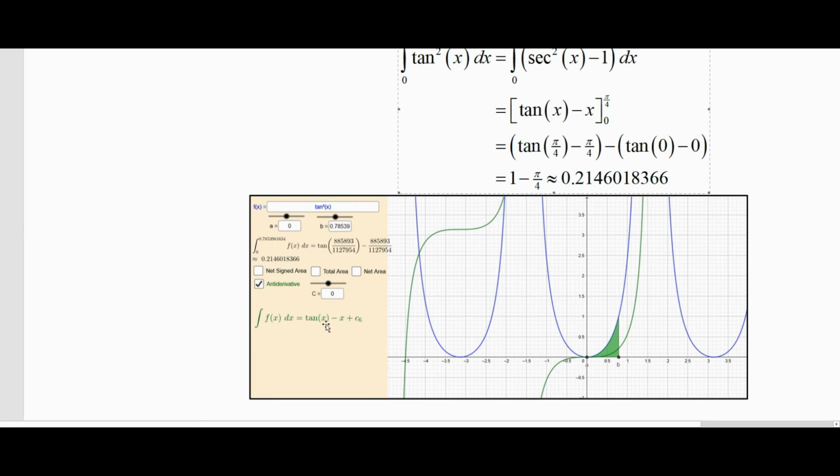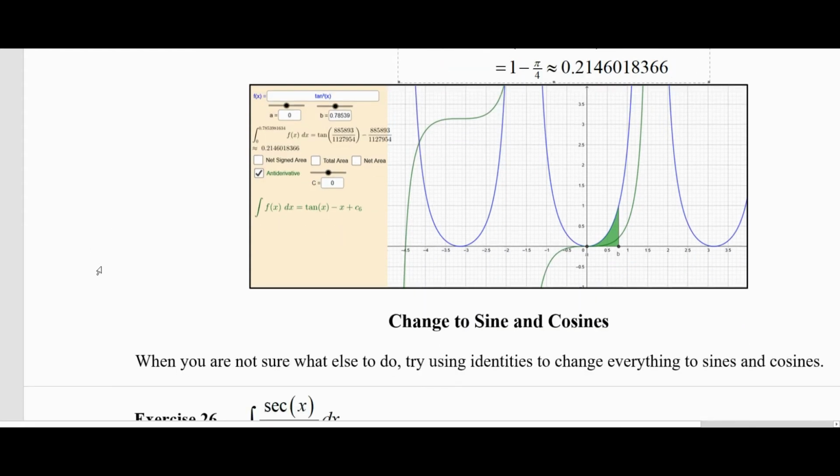And you can see that the antiderivative that we got here is the same. This is a definite integral. The exact value is 1 minus pi over 4, and the decimal approximation is what we have here as well. And it's illustrated by this area right here. So the blue graph is the tangent square of x. And if we just go from 0 to pi over 4, which is right here, we get this green area. And this area is 1 minus pi over 4, or about 0.2.